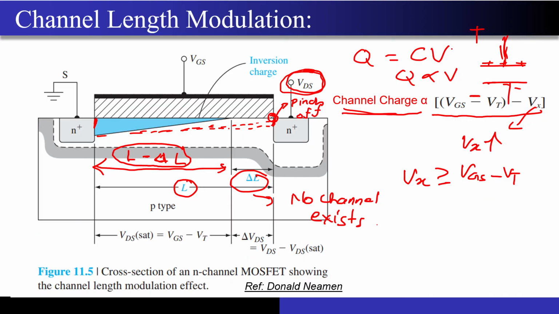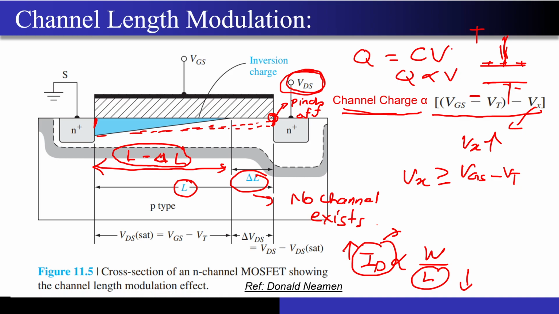My ID was proportional to W by L. Let me write it on the next page only. My ID is proportional to W by L, and if my length reduces, then my current will actually increase, right? This is the hint that you get from this equation. If my L keeps on decreasing because of the channel length modulation effect, then my current should increase. So this is the first hint that we get from over here.